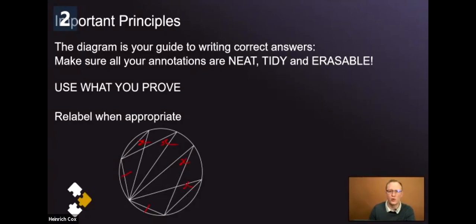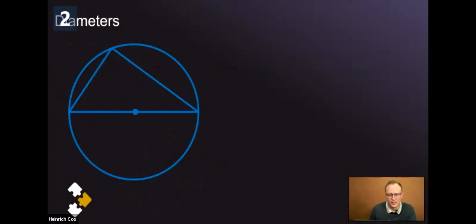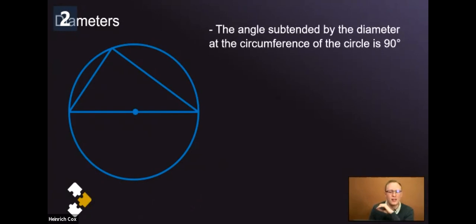So now, approach. You sit down, you read the questions, you apply Dr. Cape Town with your toolbox in mind, and it's time to apply theorems. Let's have a look at the theorems. So Dr. Cape Town starts with diameters, right? The angle subtended by a diameter at the circumference.